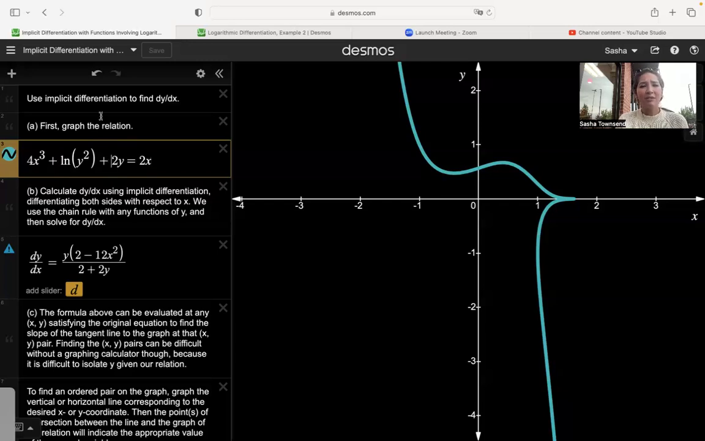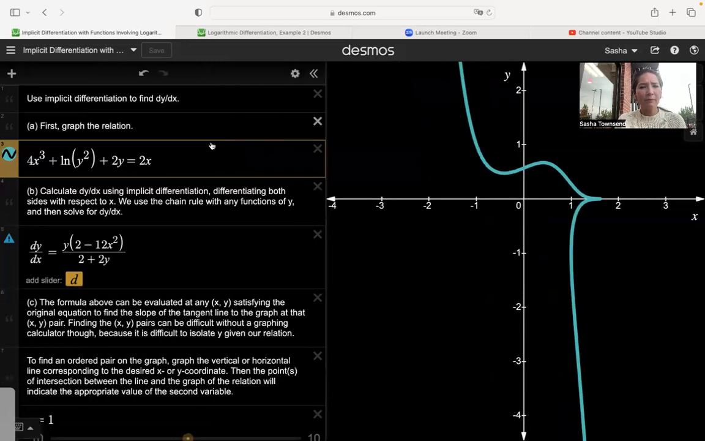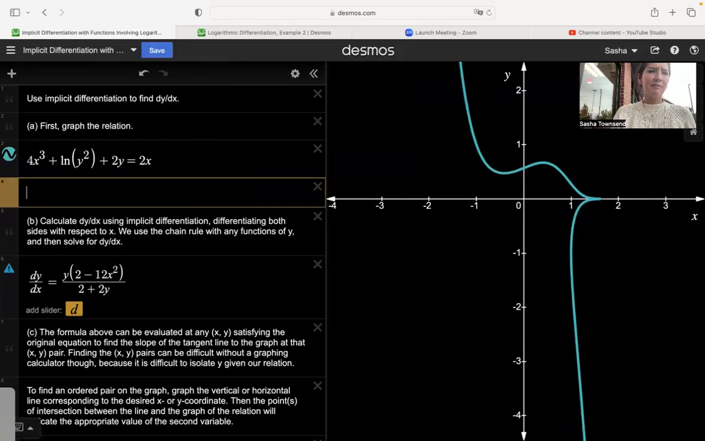So we actually have to use implicit differentiation in this case, given the fact that I can't solve for x in terms of y or y in terms of x to compute the derivative. So this is what we would do. Usually I do this on paper, but we can do it just by typing it. We're going to differentiate both sides of this equation with respect to x.